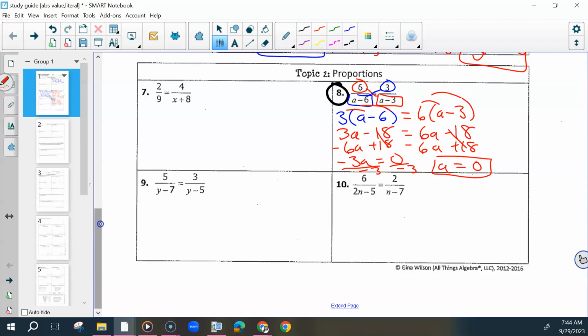Do we have any questions on any of the ones we just did, or any others on this quiz? Do we have to write on the test if it's one solution or not? Not unless it asks. Let's go on to the next page, but I could be wrong.